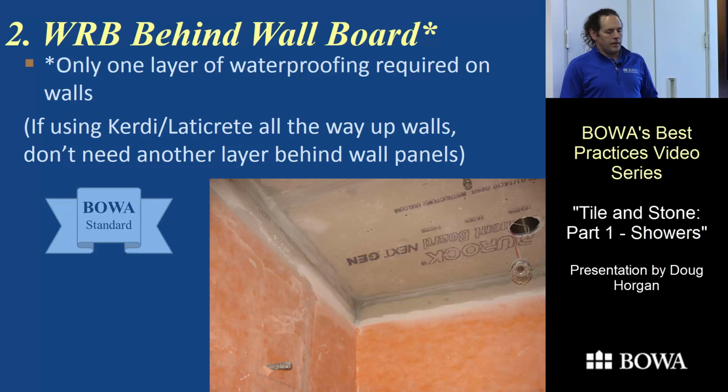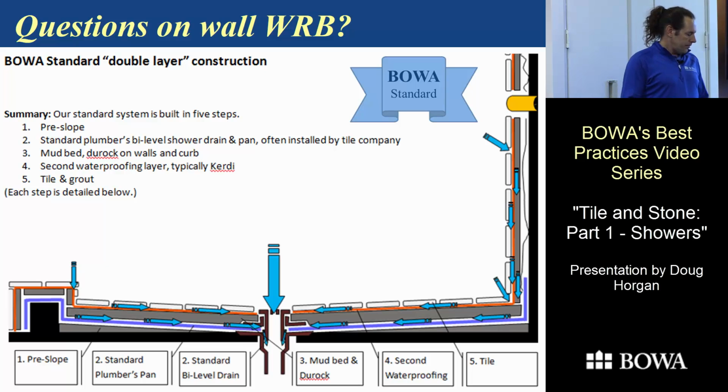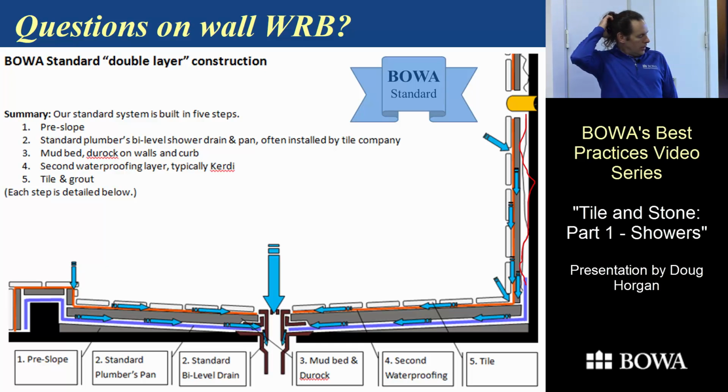One quick note on that. Some of our tile companies put a waterproofing membrane on the front side of the Duroc after the Duroc's installed. If they're going to do that and they're going to go up to the shower heads, you don't need something else behind the Duroc. You just need one layer somewhere. So either behind the Duroc or in front of the Duroc. So just in case they're doing that, you don't need extra. All right, so that's what this wiggly line is back here. That's the plastic. Okay, any questions on that?